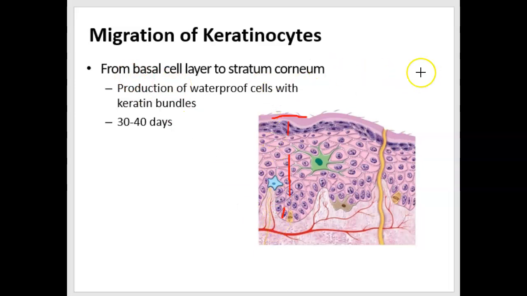As these keratinocytes ascend, just due to space constraints from the stem cells continually producing new daughter cells, they mature. And what they're doing is making waterproof cells and keratin for the stratum corneum. It takes a month or 40 days for a cell, from when it's born, to migrate all the way up to the point where it's exfoliated or flakes off.